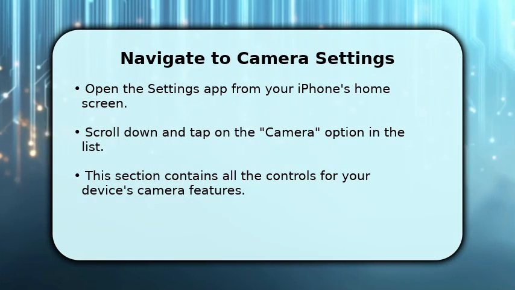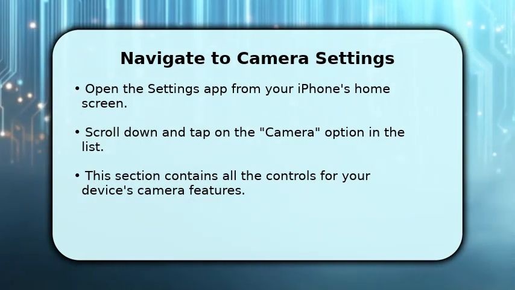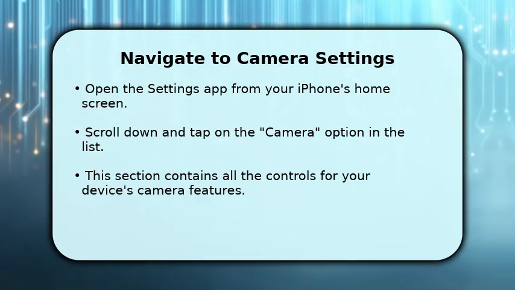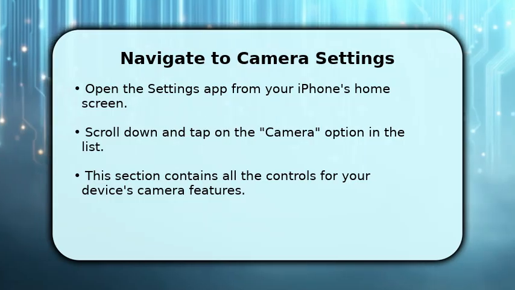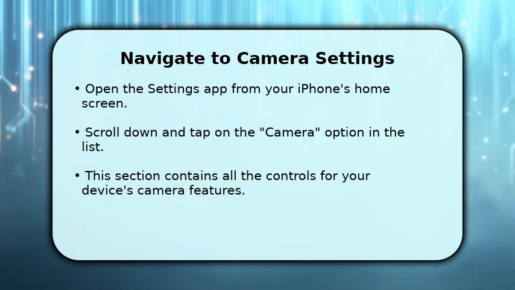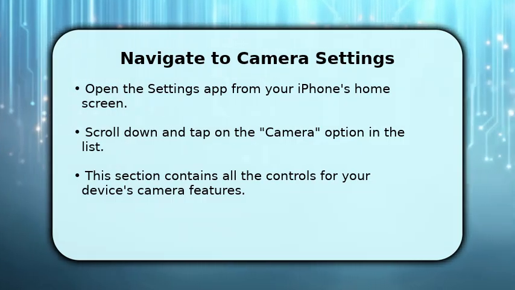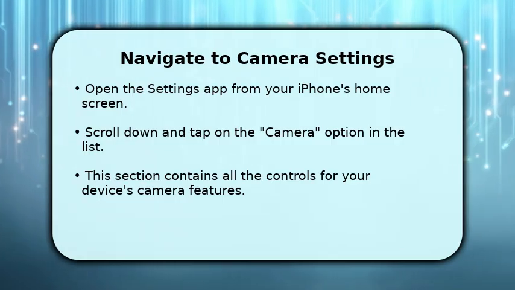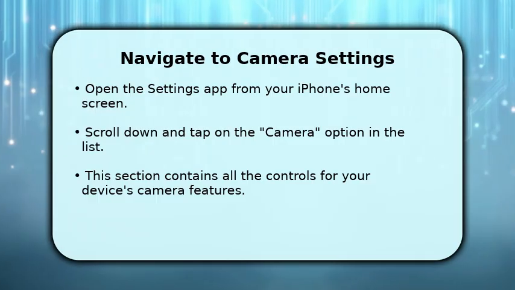To begin, unlock your iPhone and locate the Settings application on your home screen. It's typically represented by a gear icon. Once you've opened Settings, scroll down through the various options until you find Camera. Tapping on Camera will take you to a dedicated menu where you can customize many aspects of your iPhone's photographic capabilities, including the grid feature we're looking for.